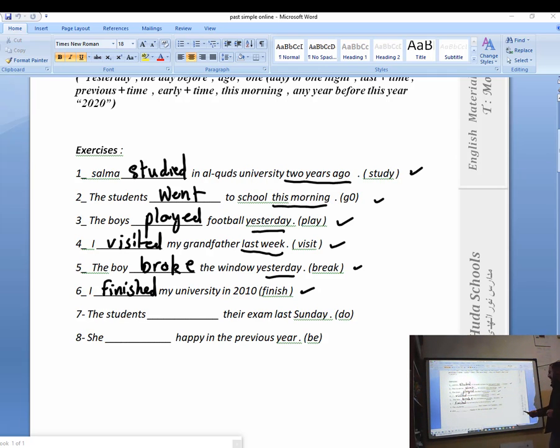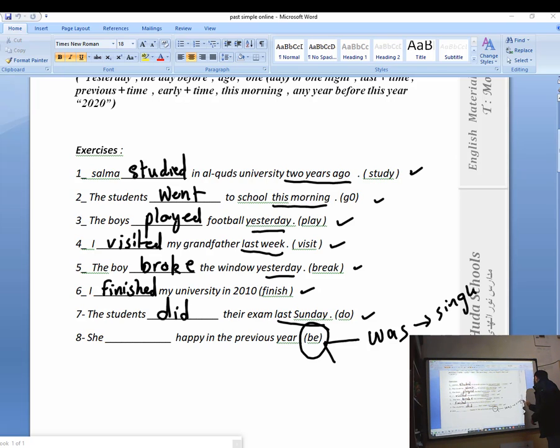The students did their exam last Sunday. Last Sunday means that something happened in the past. What is the past of do? Of course, did. The students did their exam last Sunday. Here we have another example about be, but you should take care with this noun. The past of be is was and were. Was for the singular, and were for the plural.